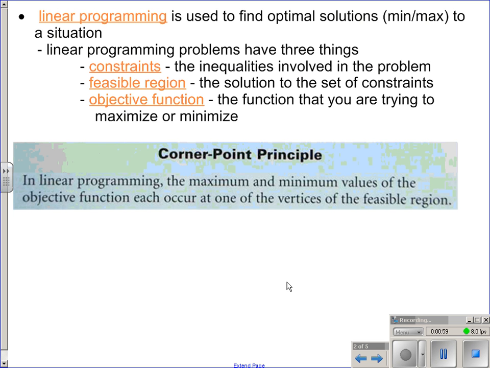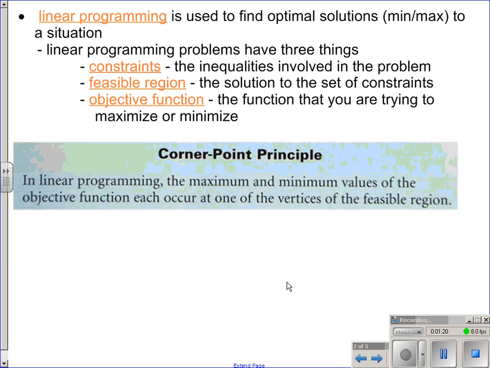Linear programming problems have these three things: constraints, feasible region, and objective function. The constraints are your inequalities, the system of inequalities. The feasible region is the solution to those constraints. And then you have this objective function. That's what you're going to use to try to maximize or minimize whatever the problem calls for.